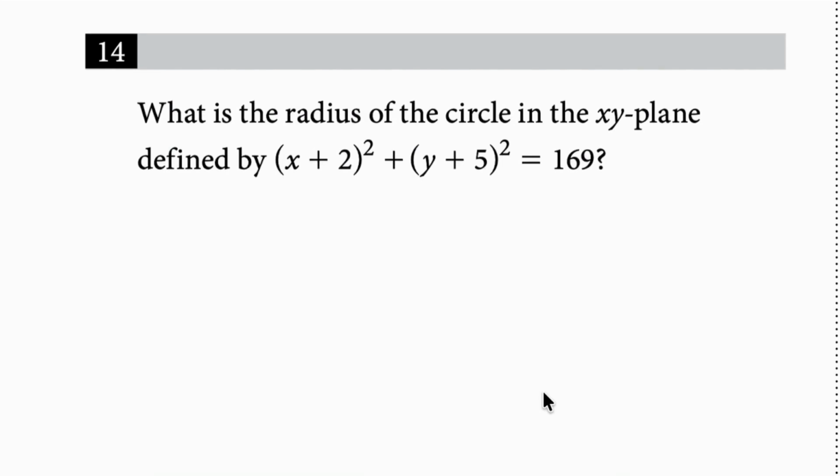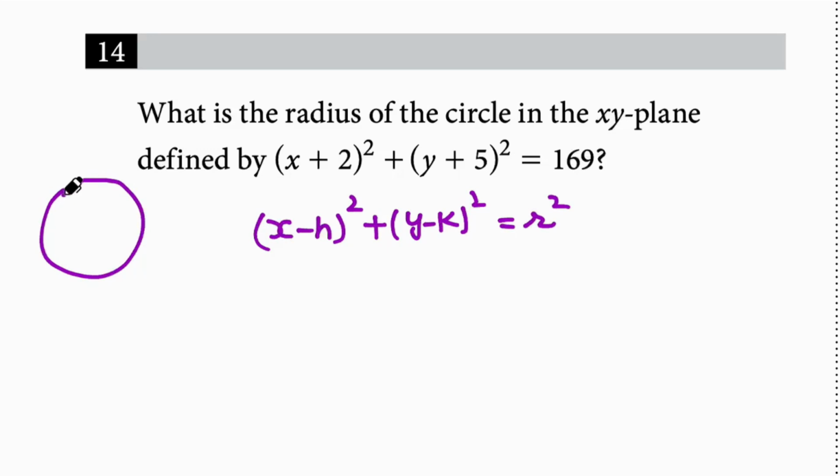Let's come to question number 14. What is the radius of the circle in the xy plane defined by (x + 2) whole squared plus (y + 5) whole squared is equal to 169? Okay, so the standard equation of the circle is (x - h) whole squared plus (y - k) whole squared is equal to r squared. That is simply the distance formula, right?